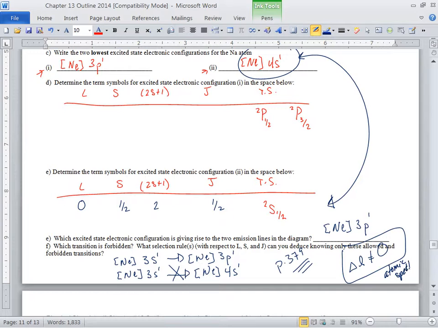Now, realize this is atom stuff. Yes, it's more than one electron, but it's atoms. So we're not talking about molecules. That will be in, I think, chapter 14 coming up. So this is atomic spectra.